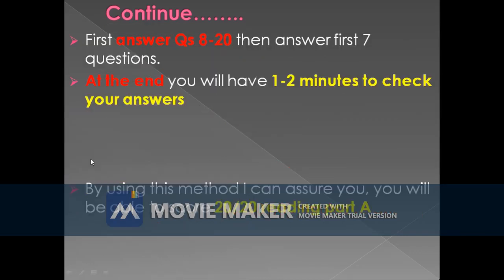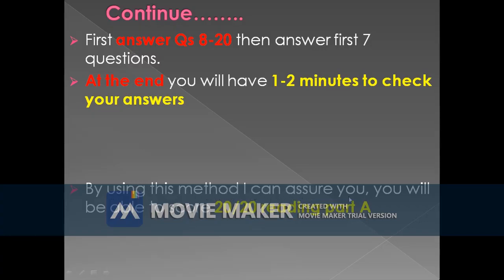Okay, so guys, now what you have to do is first answer questions 8 to 20, then answer the first 7 questions. This is the old strategy, and you have to do the same here as well. First you will answer questions 8 to 20, then you will move to the first 7 questions, which are matching type questions. So applying this strategy, at the end you will have 1 to 2 minutes to check your answers, which is very good for your reading part A, and you can score maximum with this strategy.